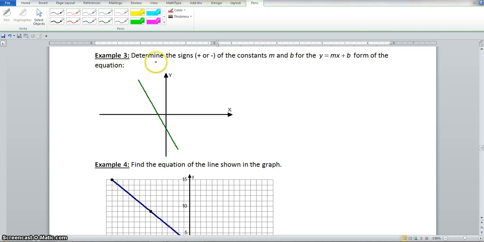Now we are at example 3. It says determine the sign, positive or negative, of the constants m and b for the y equals mx plus b form of the equation. Okay, now when you look at example 3, remember going from left to right, it tells you the slope. This line is going down as we're going from left to right. So first of all, we know the slope is negative. And we could say because the line is decreasing.